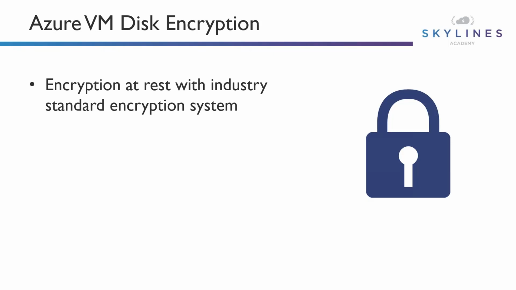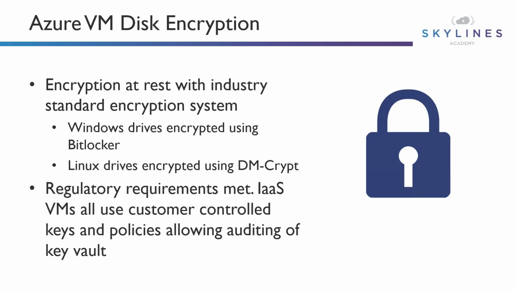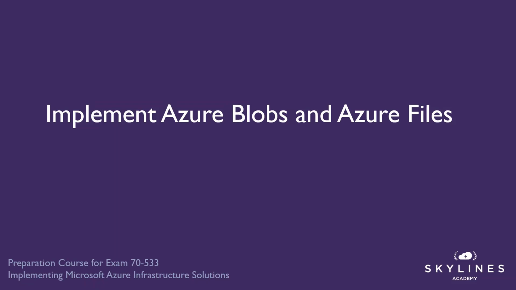Disk encryption, you've probably heard about this too. This is encryption at rest with your industry standard encryption system. On Windows, it's BitLocker. Linux drives are encrypted using DMCrypt. Again, you can find a lot of documentation on this. This is where, if you want to meet regulatory requirements, VMs all use customer controlled keys, and policies allow an audit of Key Vault as well. So you can use your own keys, BitLocker encrypt your Windows servers, use DMCrypt for your Linux drives, and you control the keys to the kingdom for that VM disk encryption. Combined with SSE, you can add this on top and then you've got full end-to-end encryption of your disks. Carl, anything you want to add on that or am I good with that?